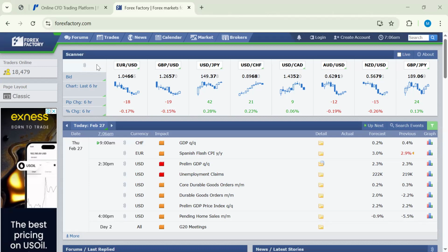Okay, so what we have here today is some fundamental analysis from our impact news. Today is the 27th of February 2025. We are looking at some high impact news that has a tendency of moving the market.